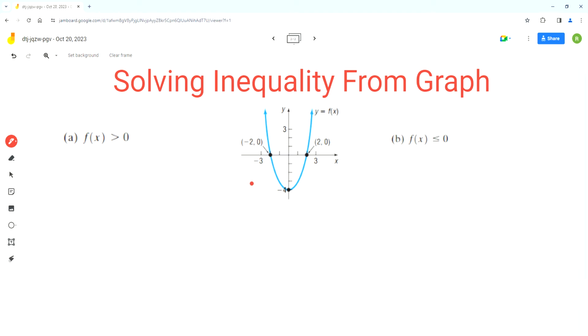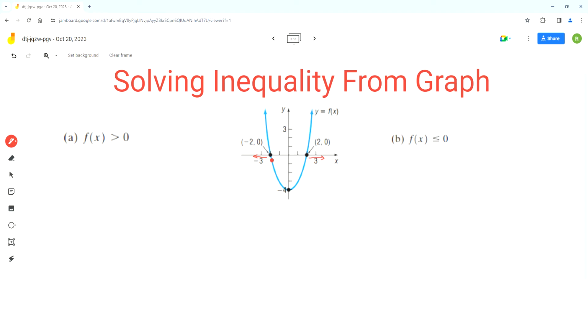The graph is above the x-axis in two parts of the x-axis. The first part is the part on the left side of this x-intercept. So as you can see, on the left side of this x-intercept, the graph is above the x-axis. On the right side of this x-intercept, the graph is above the x-axis. That means the function is greater than 0 in these two parts of the x-axis. So now we'll write the solution for this in interval notation.